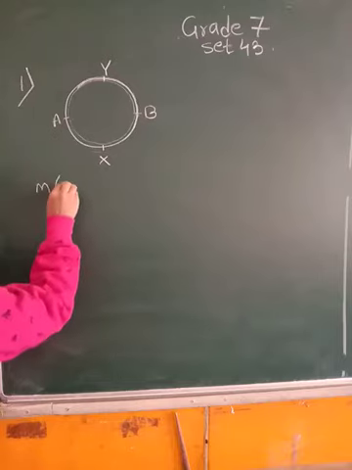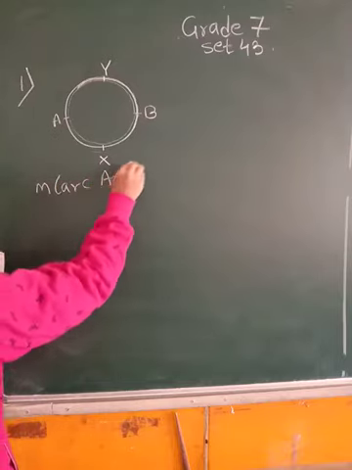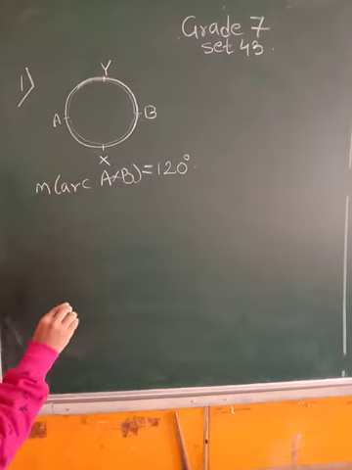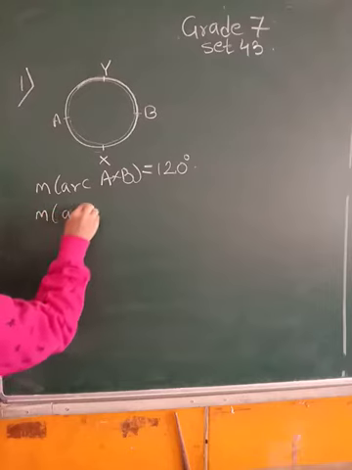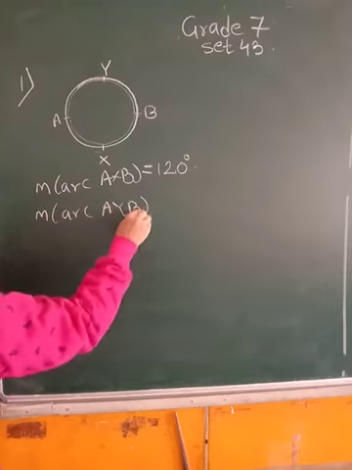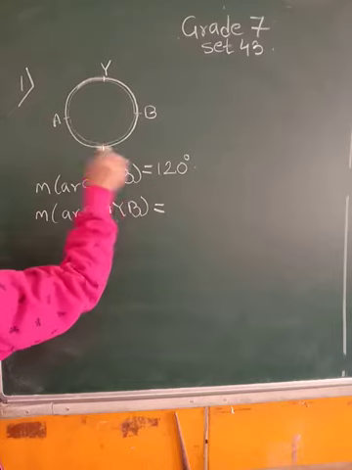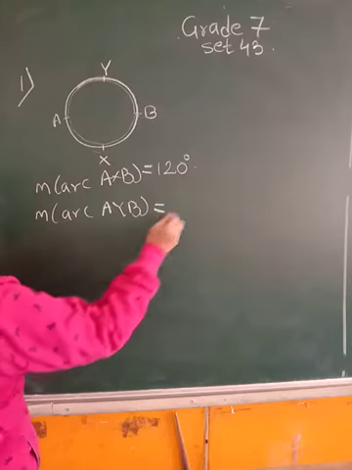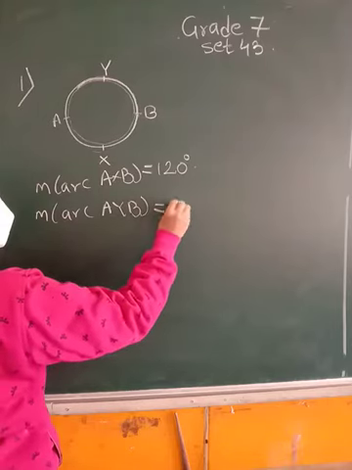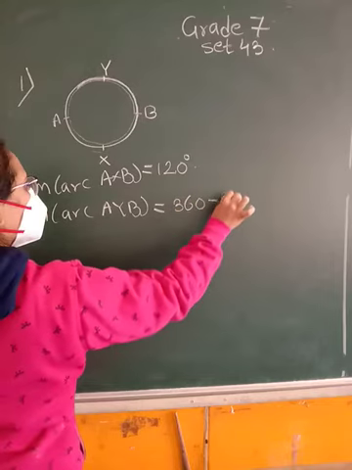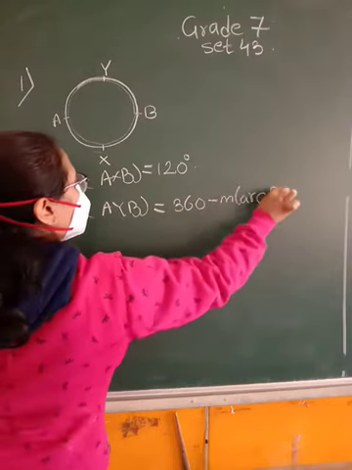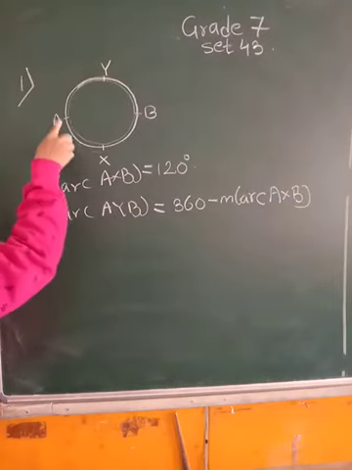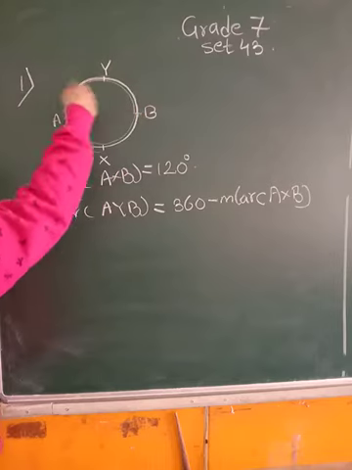Now see, measure of arc AXB is equal to 120 degrees. Then measure of arc AYB we have to find. Students, from here to here is 120 and the complete circle, you know, is 360. So what can we write? Measure of arc AYB is 360 minus measure of arc AXB. Have you understood this? Complete circle is 360. So from 360, if you cut this AXB, you will get AYB.